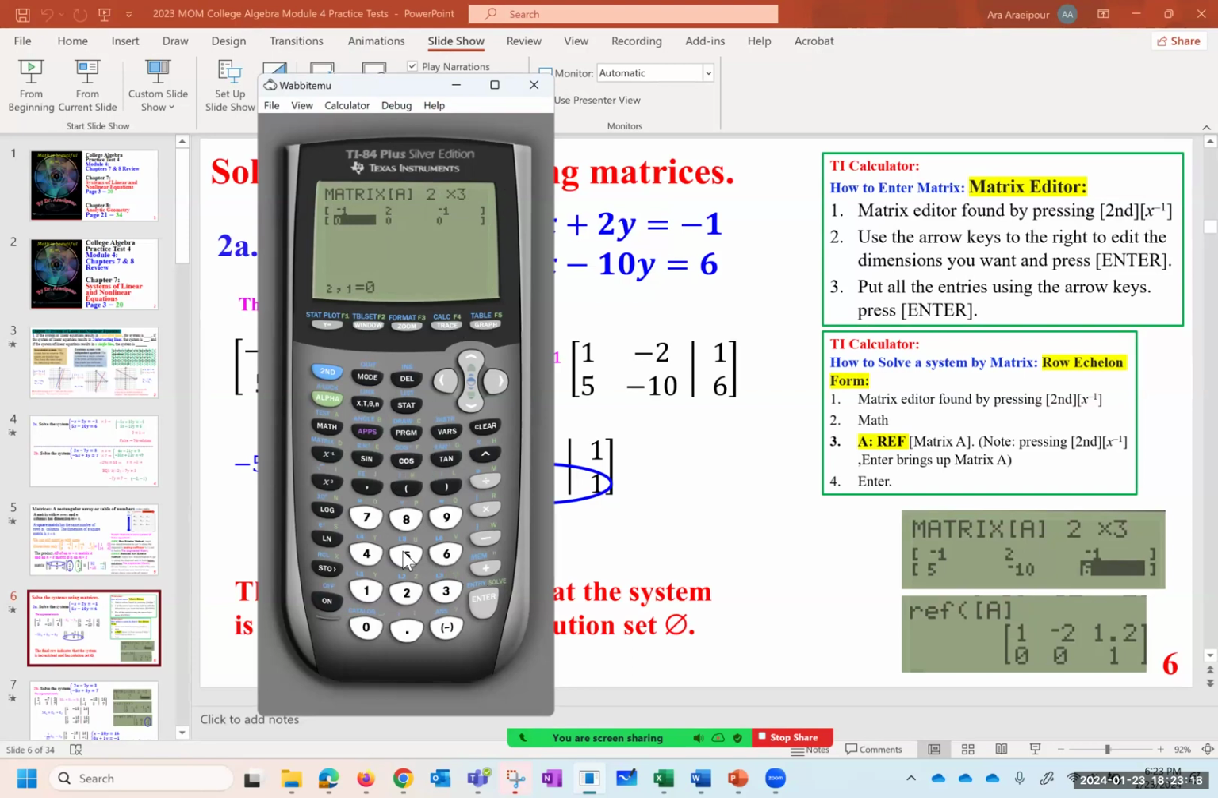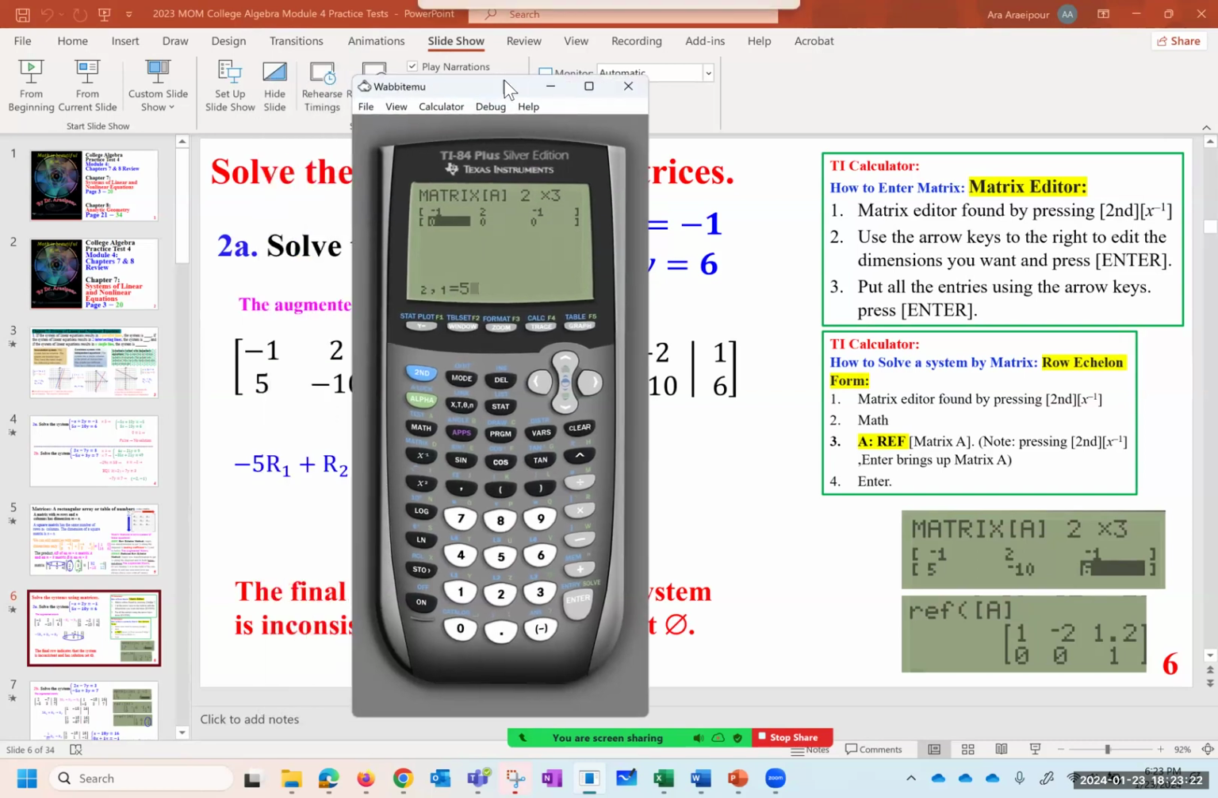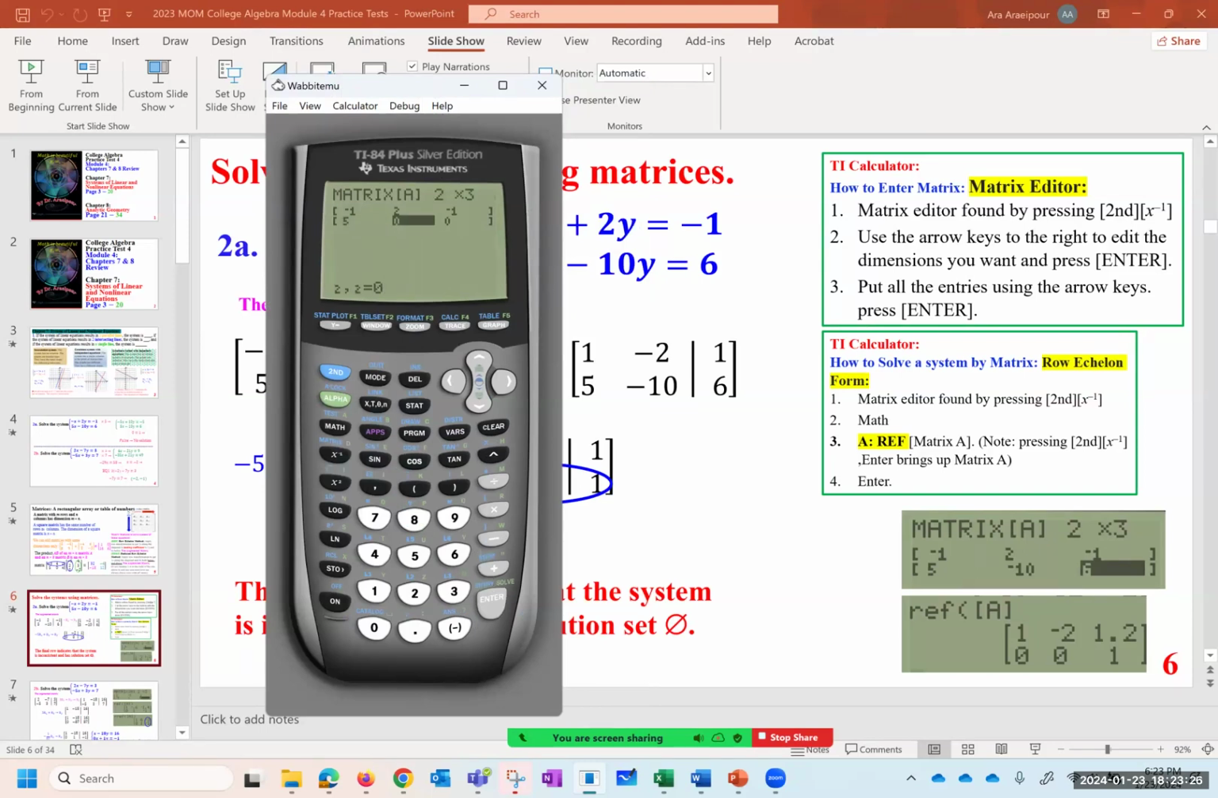The first entry is 5, the next one is -10, enter, and the last one is 6, enter. Now we have matrix A. We are going to go back to matrices. We got to go to math, to the right, and now we are looking for REF. And I just found REF. I'm going to say enter.